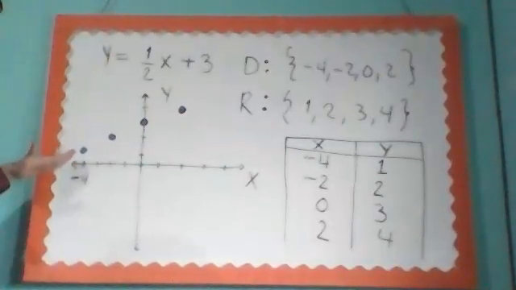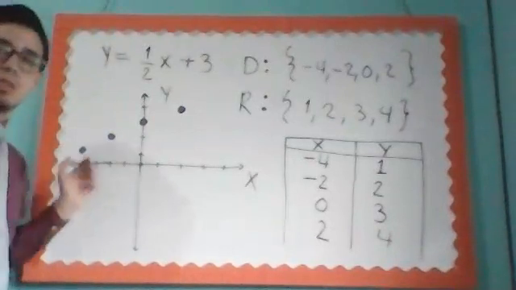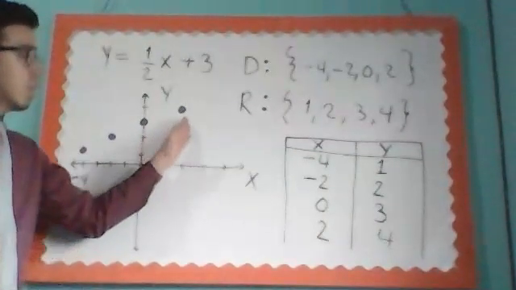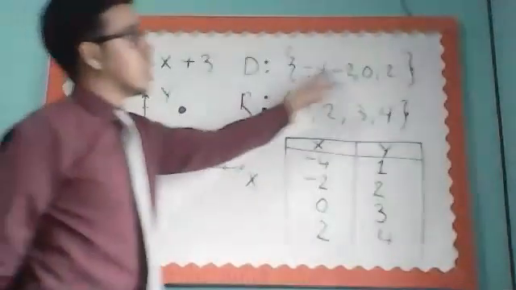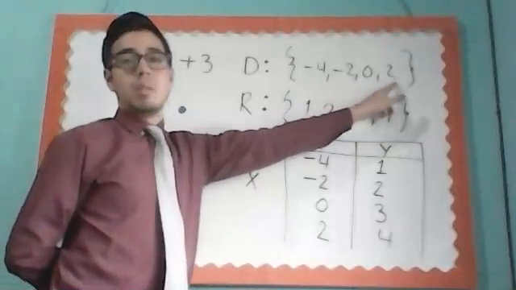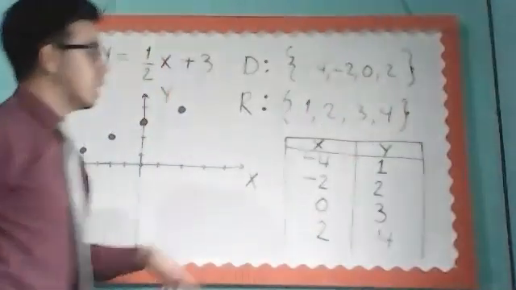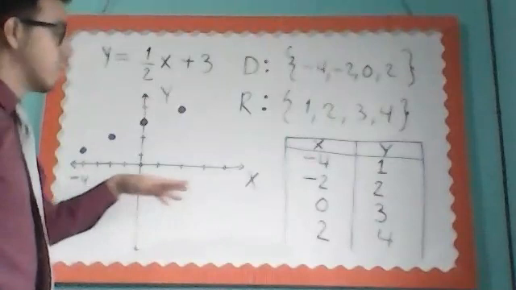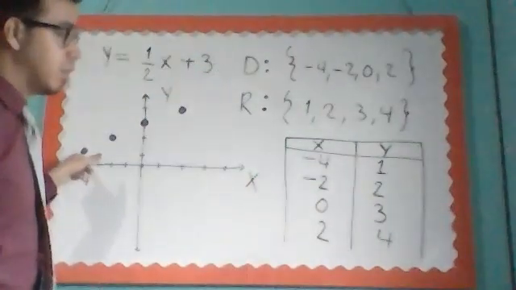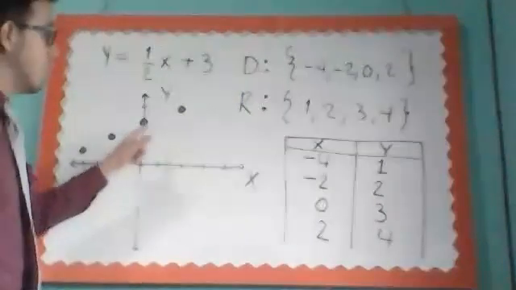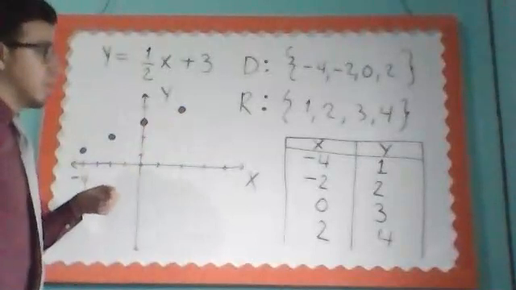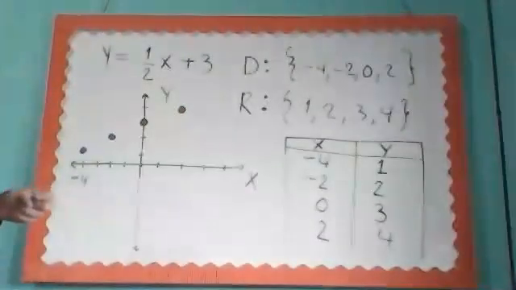You start in -4. This is the domain of the function. Look at the domain of the function: you start in -4 for the x and finish in +2. And for the range of the function, you start in 1 for the y, and you finish in +4.